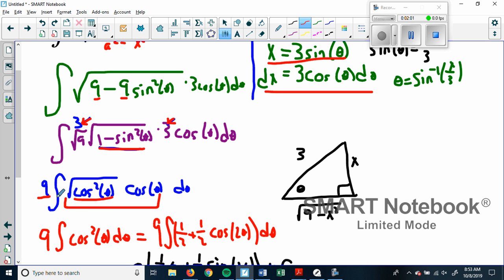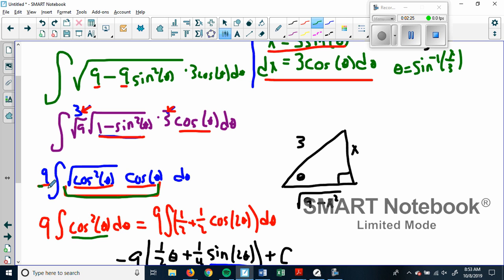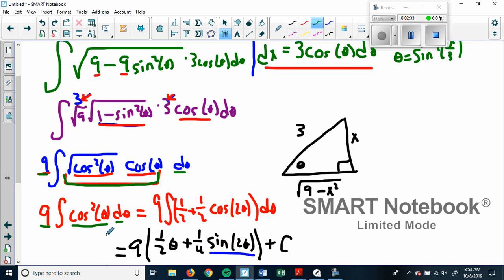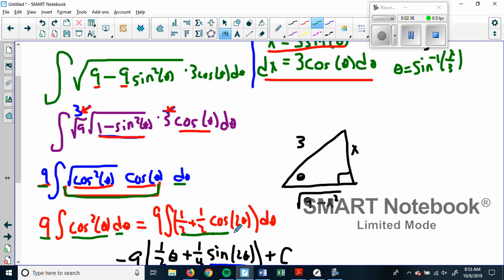So this is the integral that I have left. I've pushed the 9 outside. I have the square root of cosine squared, and this cosine theta is still that cosine theta there. Now if I take the square root of cosine squared theta times cosine theta, we should get cosine cubed of theta, right? And so the 9 stays the 9, and the d theta stays the d theta. Now, the only way we know how to integrate cosine squared of theta is to change it, like we learned in last section, to 1/2 plus 1/2 cosine of 2 theta.